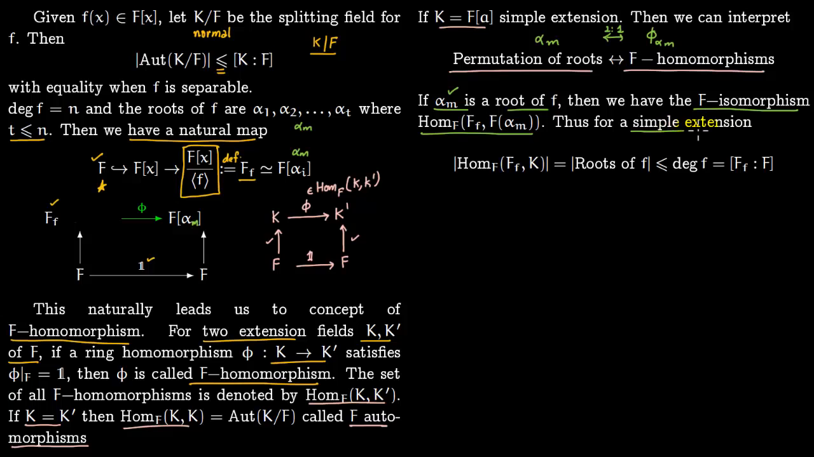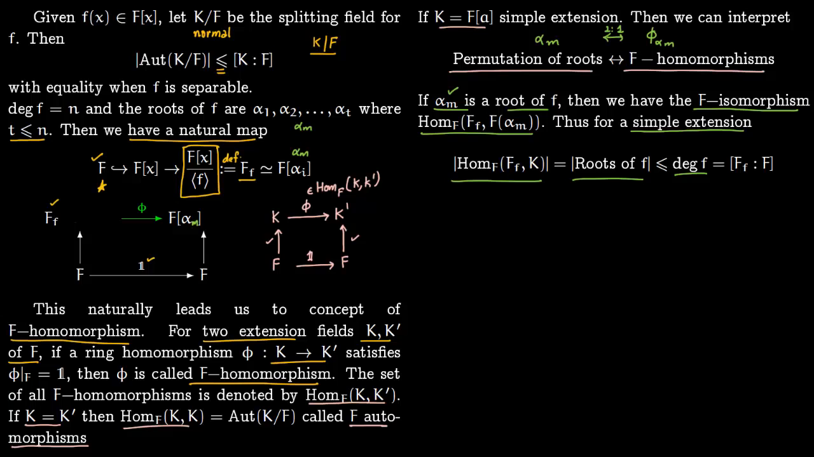So if you have a simple extension like this, then the number of such homomorphisms is precisely the number of roots, because every time you put a new root you get a new phi. So you keep on changing the roots here, you keep on getting different phi's, and the number of roots is less than or equal to the degree of our polynomial, which we have said is irreducible. So this is precisely equal to the degree of extension of ff over f.